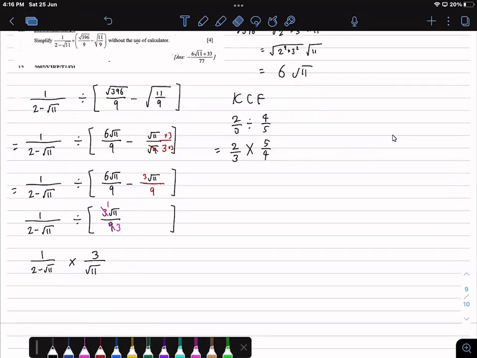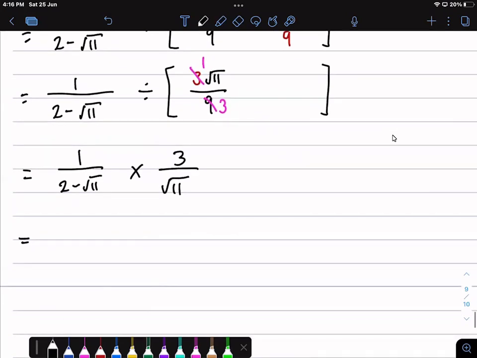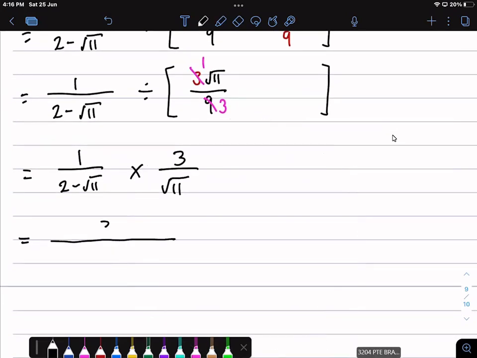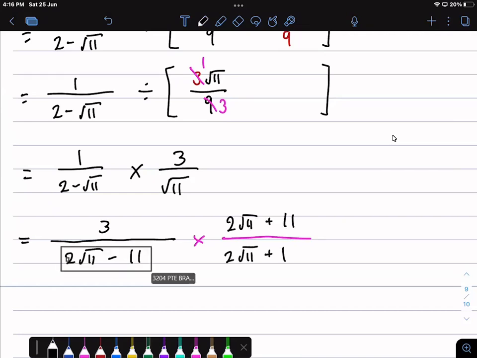Oh, first one don't need equal. Equal, and then this one need to simplify. So let's just multiply out first. So 3 times 1 is 3, 2 root 11 minus 11. Then you have to multiply by what? Conjugate. Yeah, so 2 root 11 plus 11, 2 root 11 plus 11.